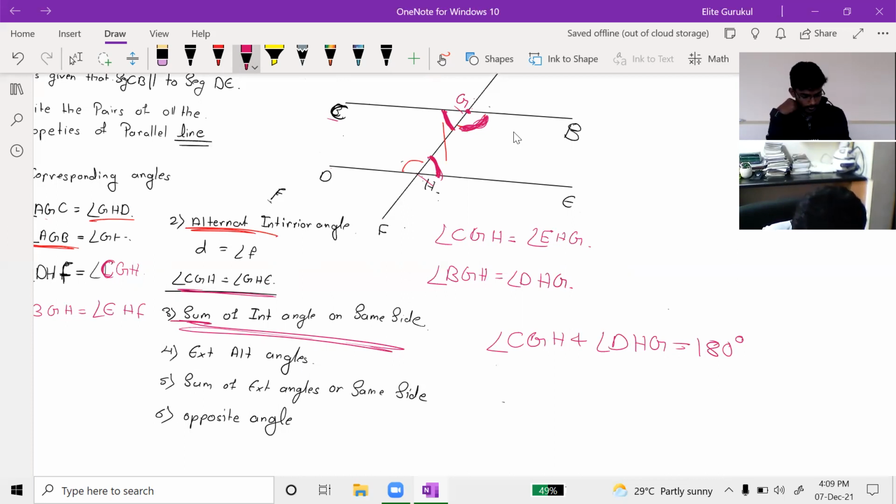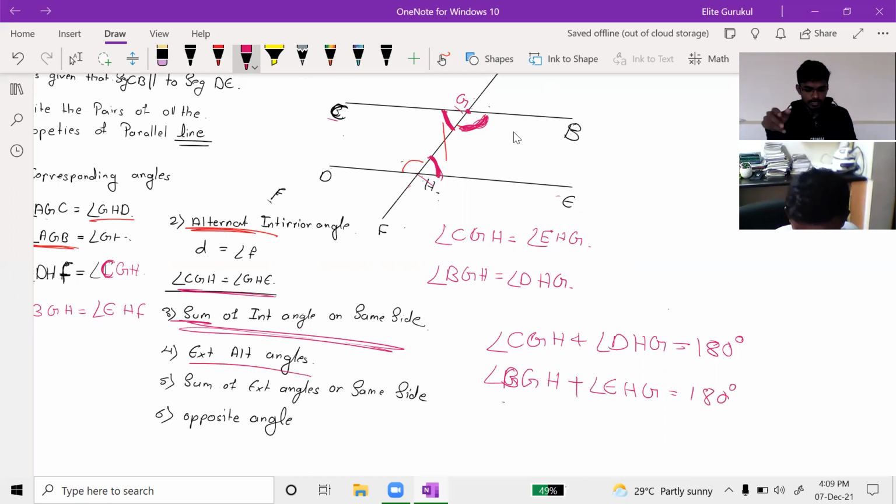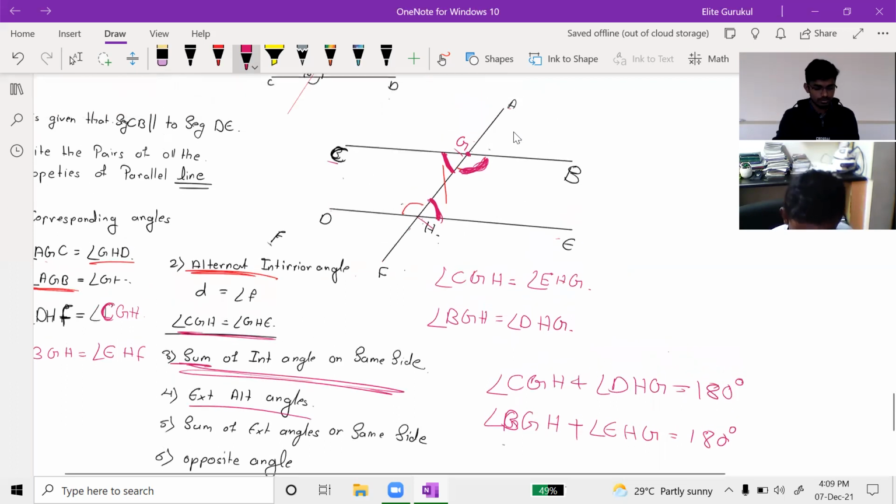Angle BGH plus angle EHG is equal to 180 degrees. Very good. And last, now come to the external part. External part, tell me the external now. Yes, sir.